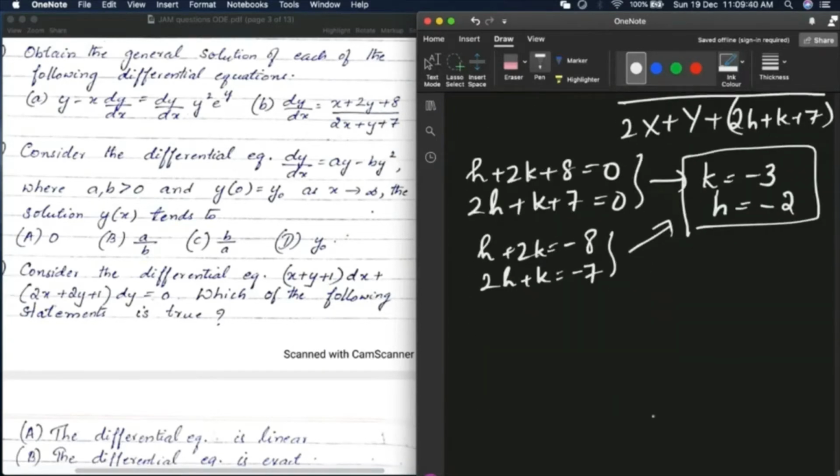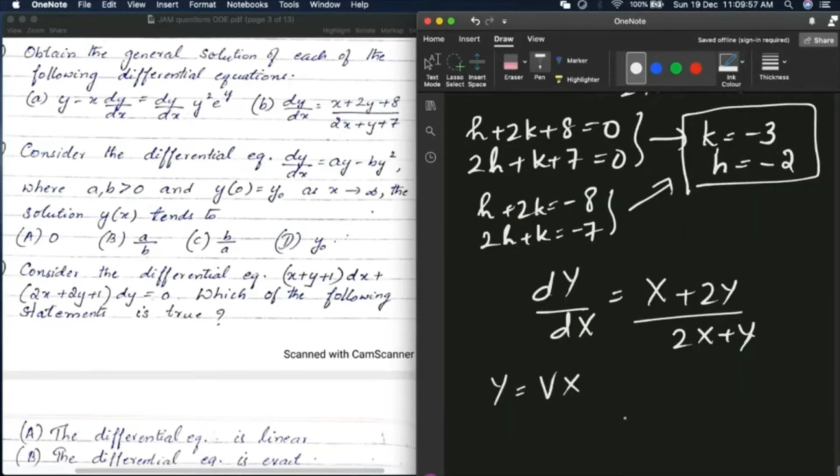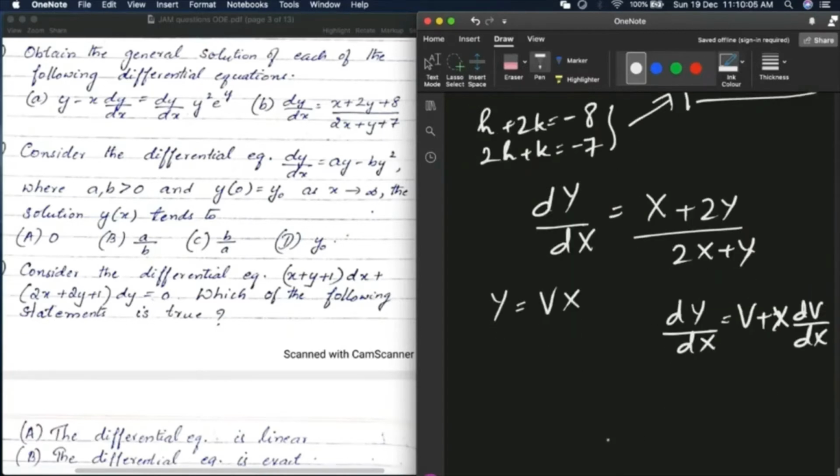This is only for resubstitution or back substitution that you're finding it and keeping. You're getting dy by dx is equal to x plus 2y by 2x plus y, which is homogeneous. So for homogeneous, there's a standard procedure that you know. You have to put y is equal to vx. So dy by dx becomes, product rule, v plus x into dv by dx.